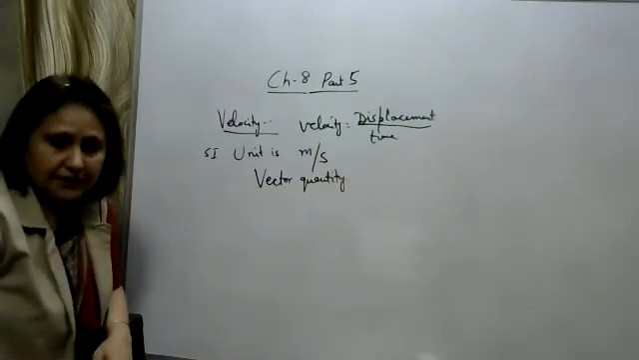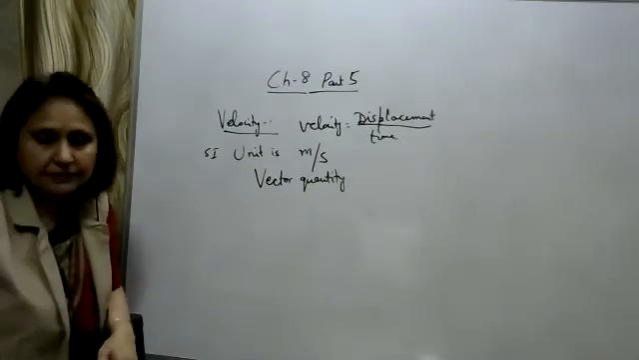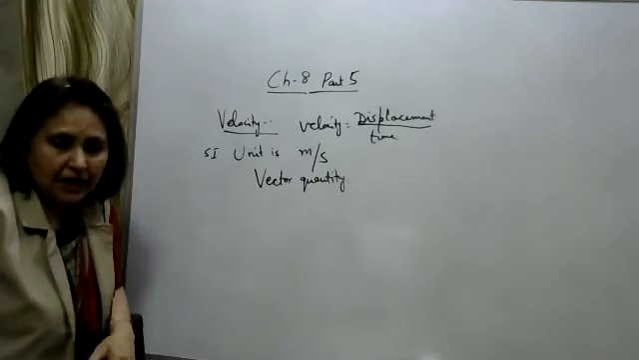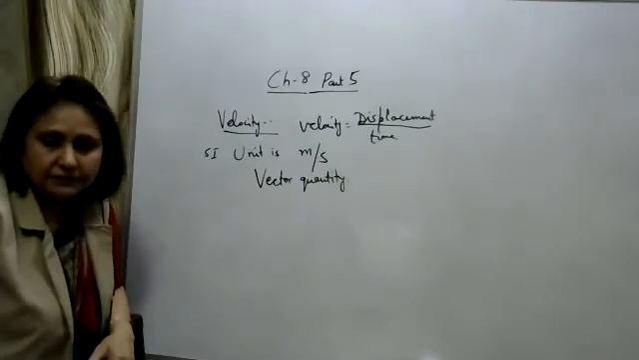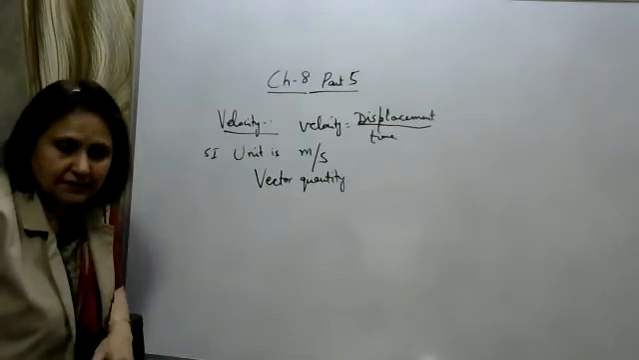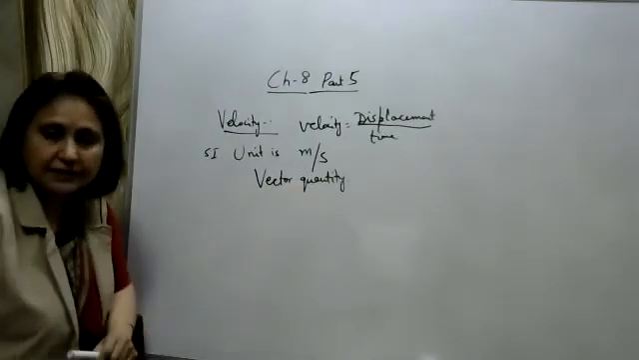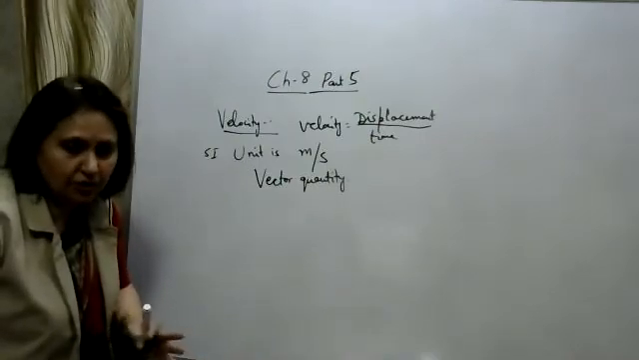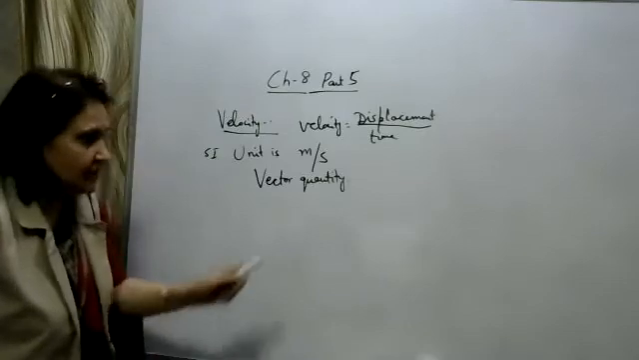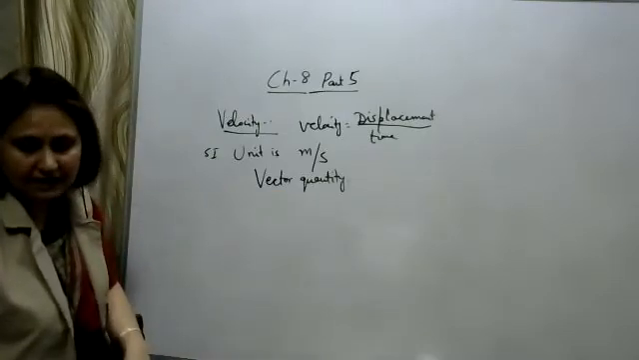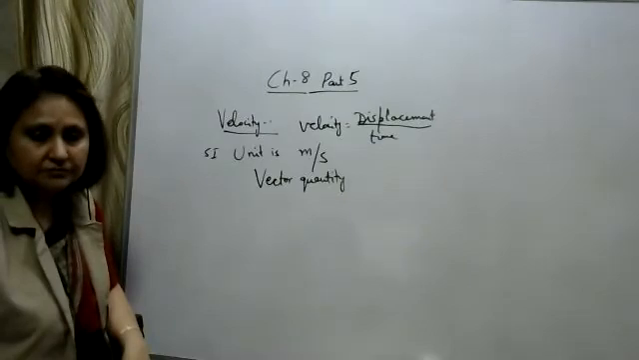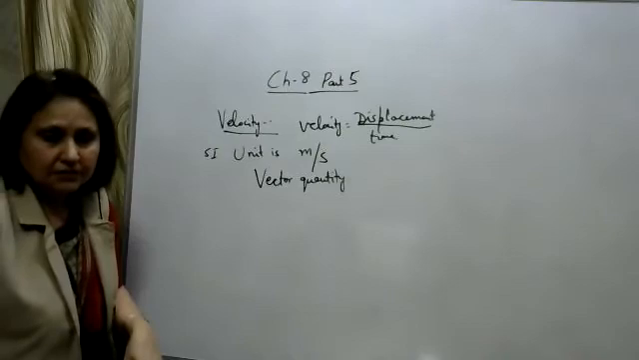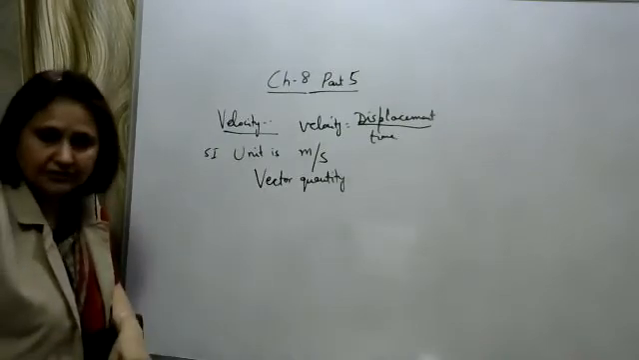Velocity is defined as displacement per unit time. Its SI unit is meter per second, and it is a vector quantity, that is, it has got magnitude as well as direction. You already know what vector quantities are. That is, it has magnitude as well as direction.